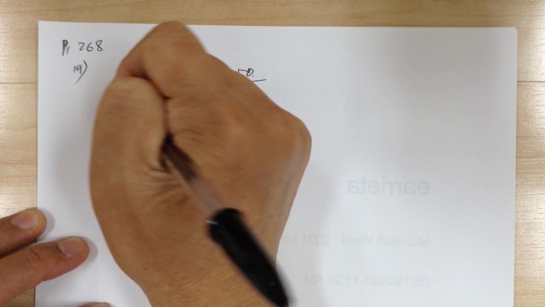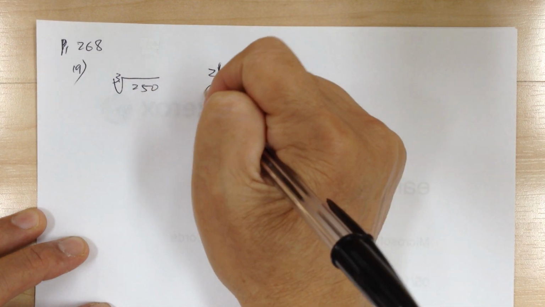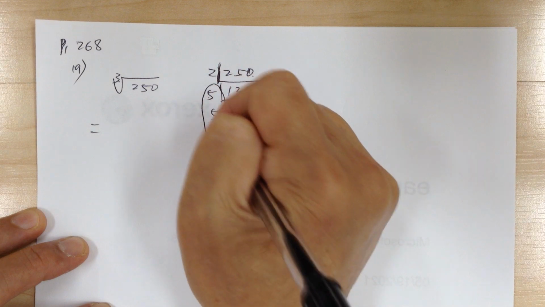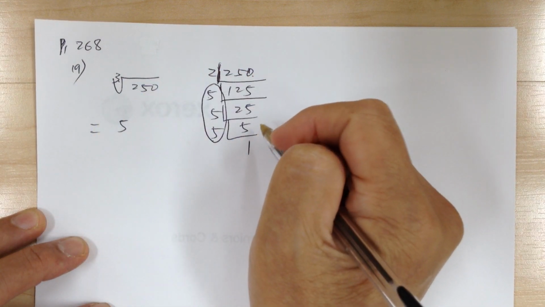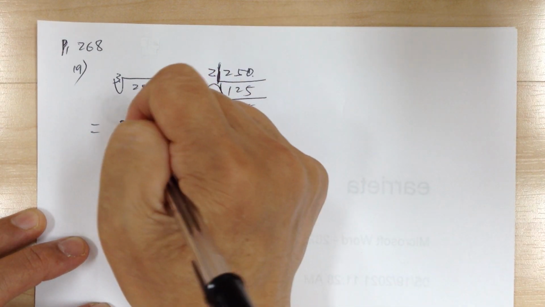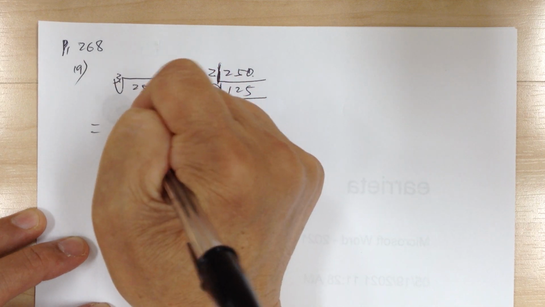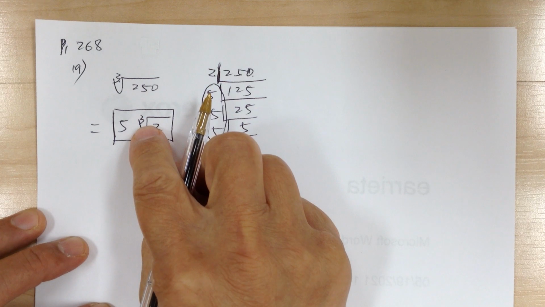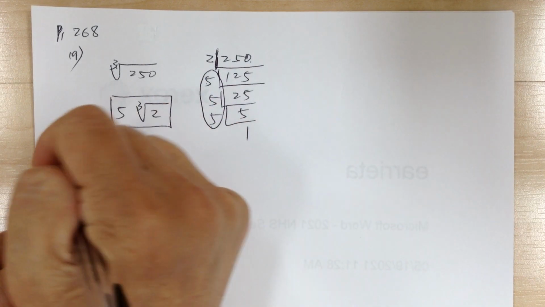Okay, now, the index is 3, which means you need to get 3 radicands to make an integer. Okay, so these 3 radicands give you an integer 5, and this is the leftover, so it stays inside. And remember, this is a cube root, right? It's not a square root. So you have to pay close attention to the index.